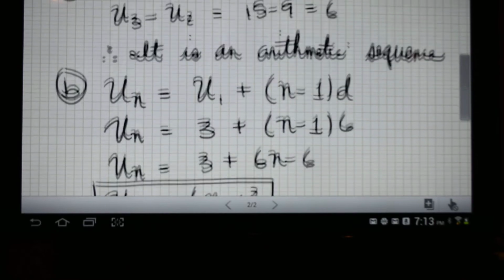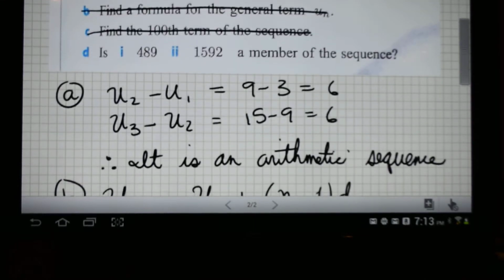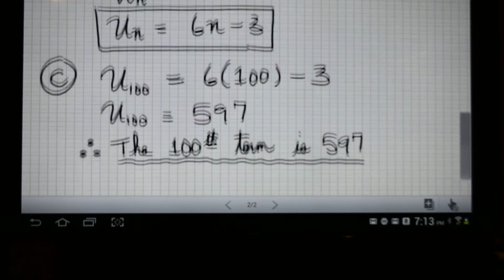We have one more thing to do. Is 489 and 1592, that they're 2 separate problems, a member of the sequence? Pretty simple. You're going to plug each of those in and see if it works out in the formula. See if you wind up getting a whole number for n, basically is what's going to happen.